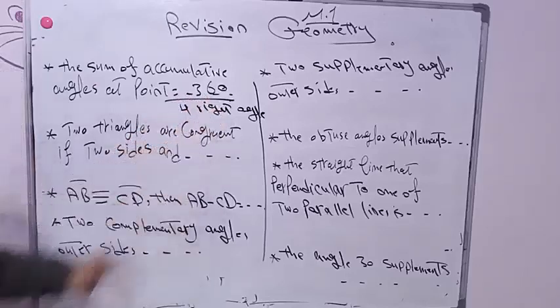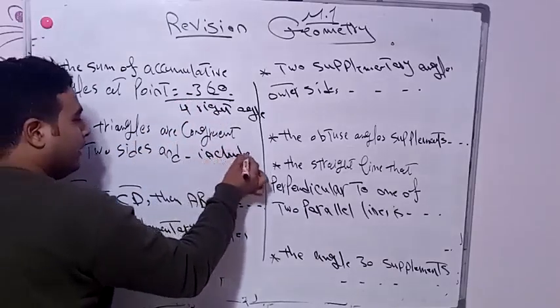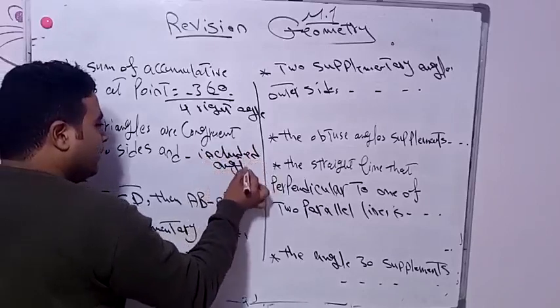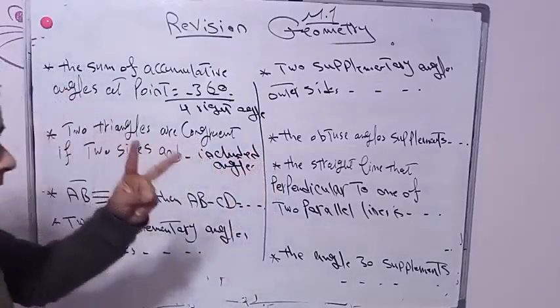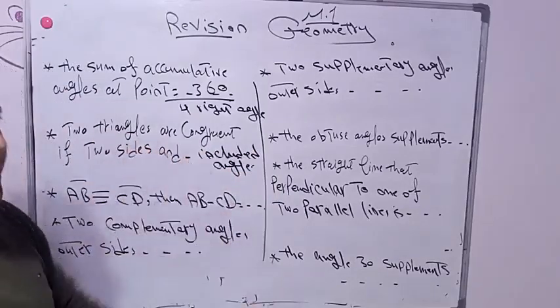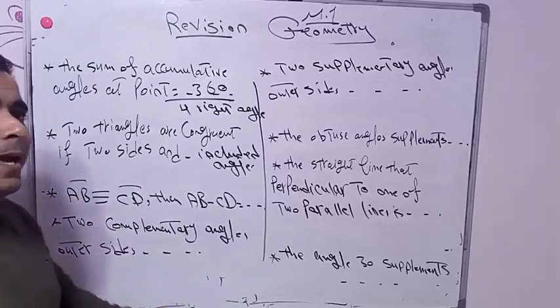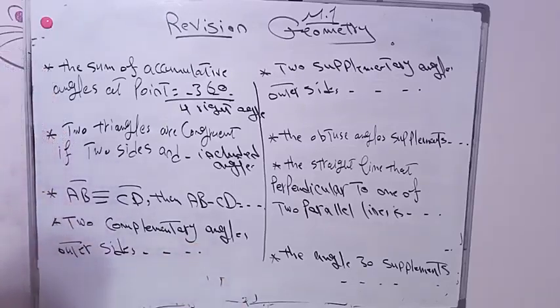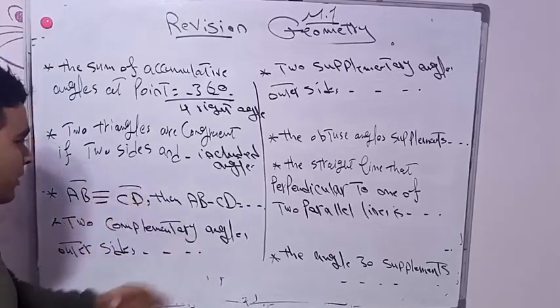Two triangles are congruent if two sides and the included angle are equal. Or two angles and the side between their vertices. Or the third case, each side equal to its corresponding side. And the fourth case, for a right-angle triangle: the hypotenuse and one side.